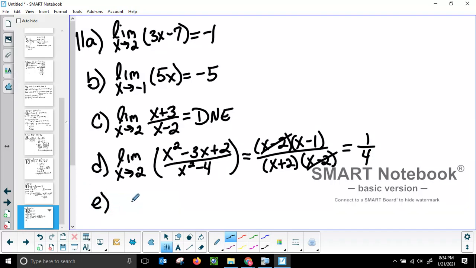Next, letter E. The limit as x approaches infinity of 2x squared minus 5 over x plus 3. Remember, the limit as x goes to infinity is really the same thing as a horizontal asymptote. So we compare the degrees of the numerator and the denominator to this. So the numerator has a degree of 2, the denominator has a degree of 1. So since the degree of the top is larger, this limit does not exist.